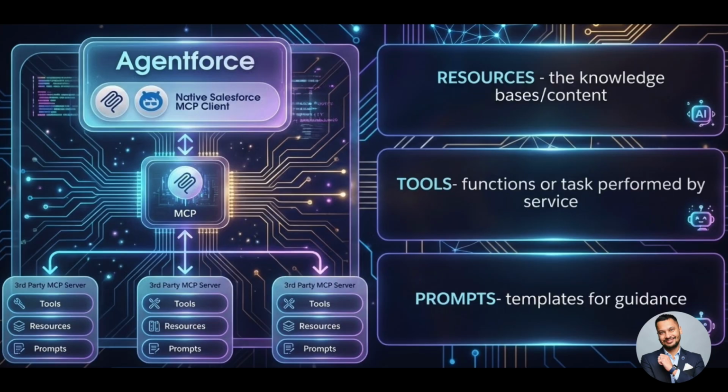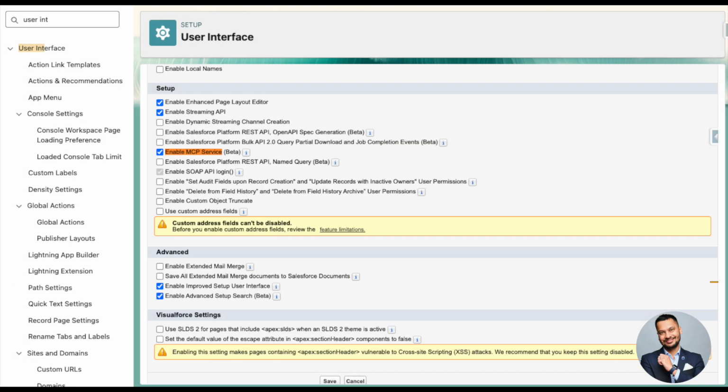To bring this concept to life, we'll walk through a step-by-step demonstration. Let's now jump onto the configuration. Firstly, let's enable the MCP beta feature. To enable the Salesforce-hosted MCP servers beta service, follow the below steps. From setup, in the quick find box, enter user interface and select user interface. On the user interface page, select enable MCP service beta.